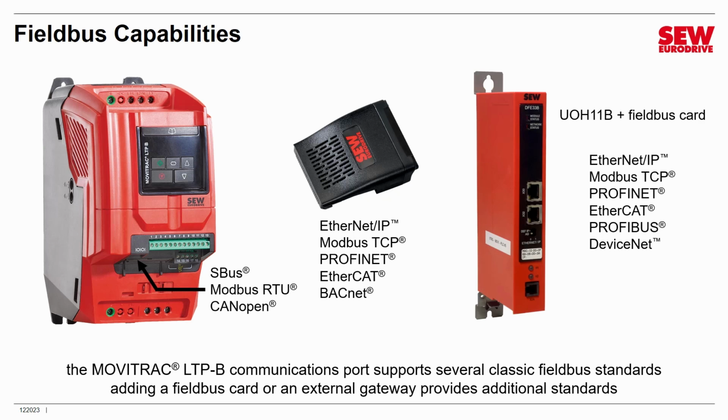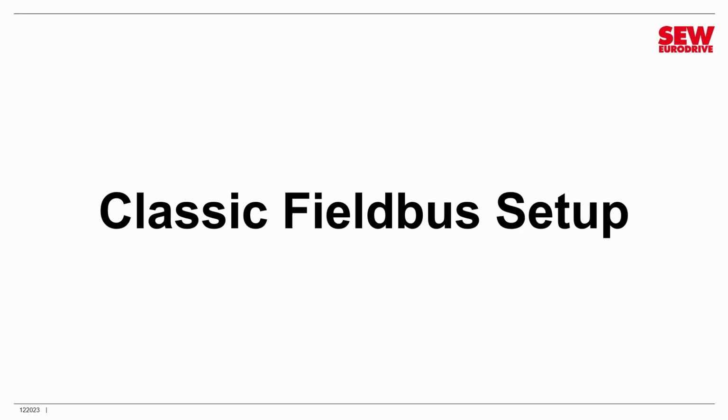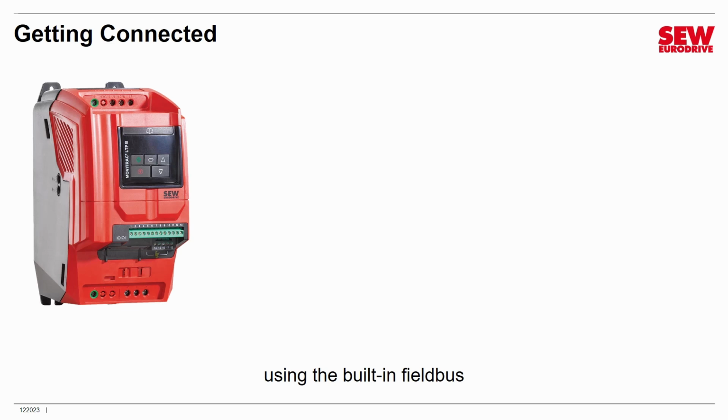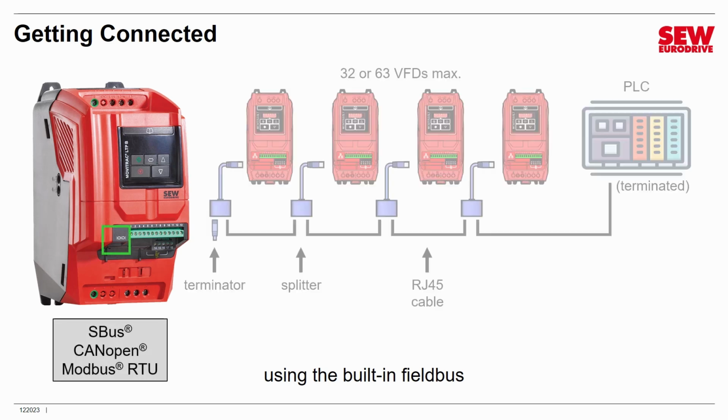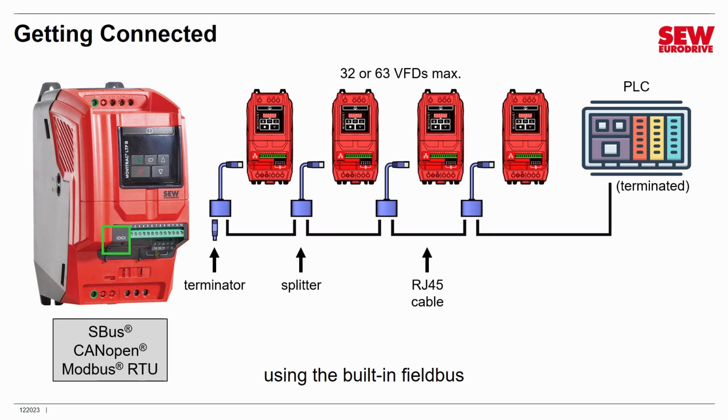We're going to just cover these one by one, and we're going to start with classic field bus setup. This is what you do if you want to use the built-in communications capabilities of the MOVITRAC LTP-B and you want to get on a classic field bus. So to do this, you make all your connections right here. And this is a typical classic field bus setup. Notice you have multiple MOVITRAC LTP-Bs. Each one has a splitter cable assembly attached to its communications port.